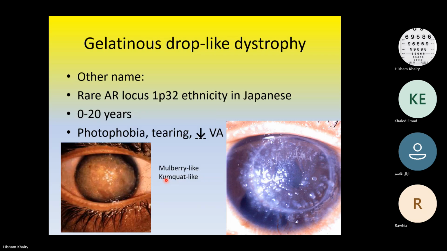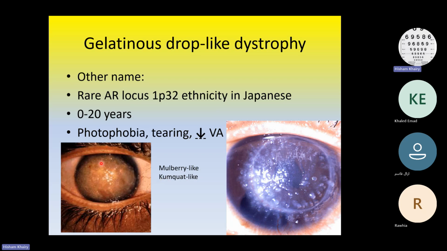Moving forward, there is this gelatinous drop-like dystrophy. It is rare. It is autosomal recessive. It has been localized to chromosome 1, short arm, position 32. For some reason, it is more recognized and more diagnosed in Japan, from young infants to 20 years, with photophobia, tearing, and decreased visual acuity.